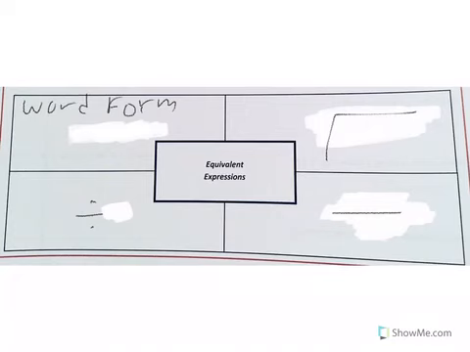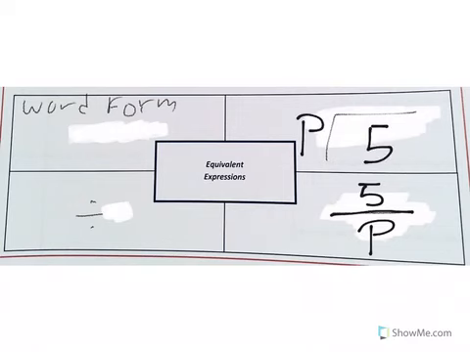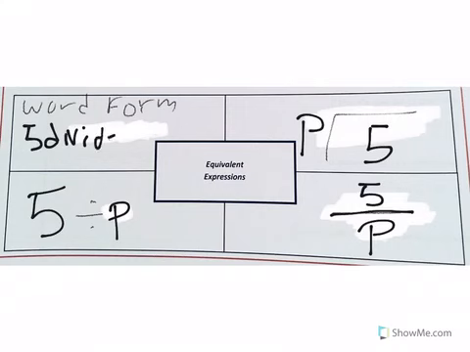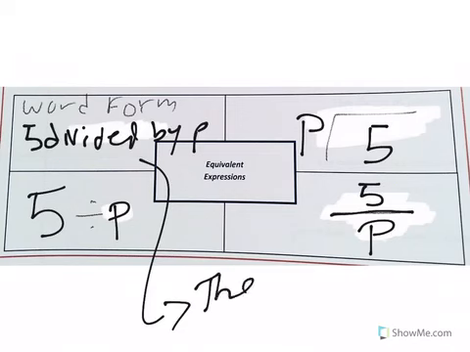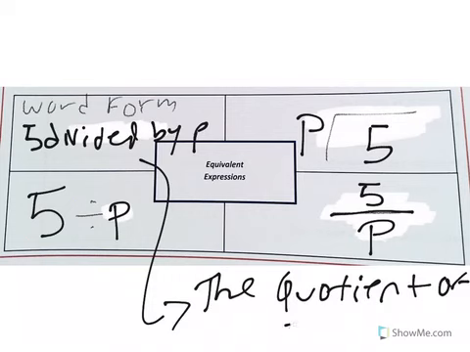Okay, let's look at another one together. Let's say 5 divided by p. We'll throw in a variable on this one. Well, in this case, 5 would go inside your symbol here. 5 divided by p. And you could say, up here you could say 5 divided by p, or, I'll write this down here, the quotient of 5 and p. Either way, right? All right, let's look at another example together.